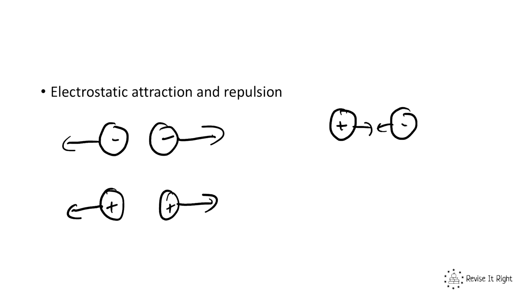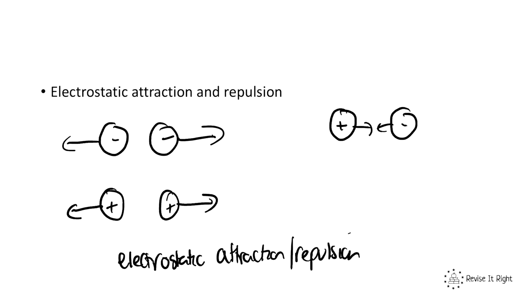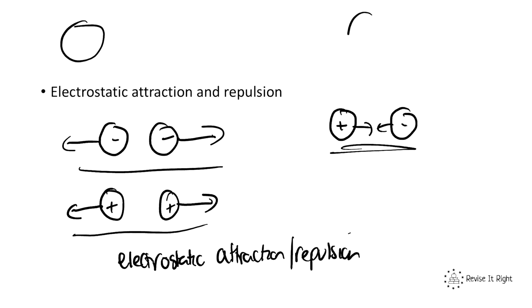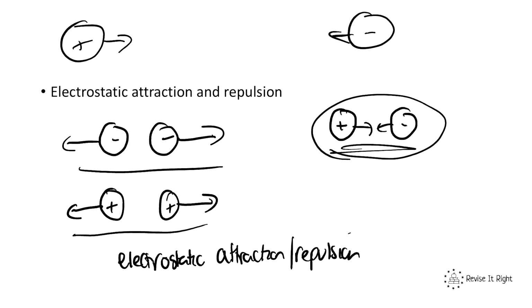The forces will cause the objects to move if they are able to do so. And this is known as an electrostatic force of attraction or repulsion. So electrostatic attraction in this case, and electrostatic repulsion in these two cases. And these forces get weaker the further apart the two things are. So if these objects were here and here, that would be a much weaker force of attraction than this here, because the objects are much closer together.